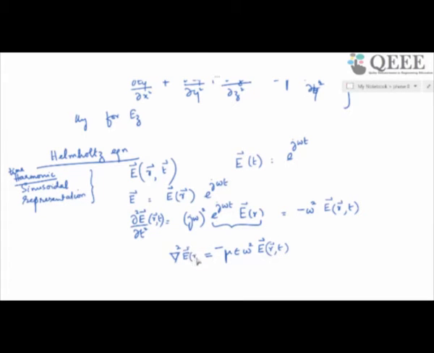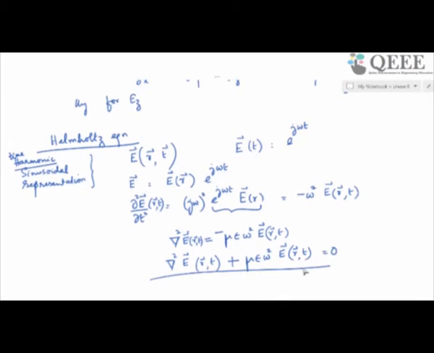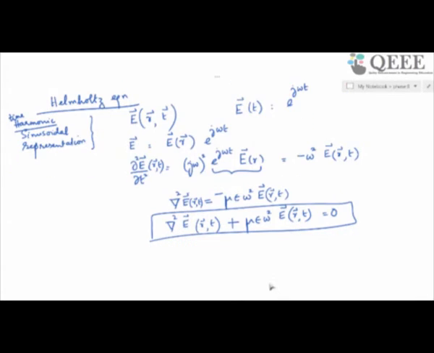This is also a function of R and t. So, I can write this equation as del square E plus mu epsilon omega square E equal to 0. This is your Helmholtz equation. The benefit of doing the Helmholtz equation is that you are analyzing a specific electromagnetic wave propagation of a specific frequency.